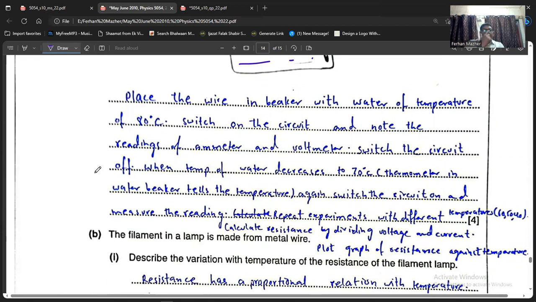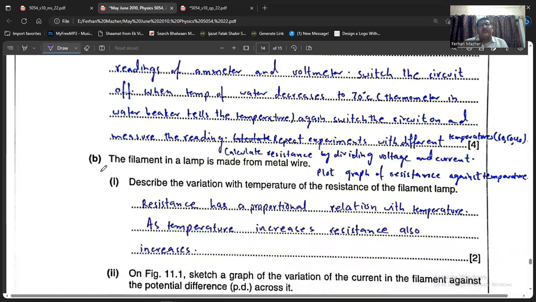Okay. So place the wire in the beaker with hot water at a temperature of 80 degrees. Switch on the circuit and note the readings of the ammeter and voltmeter. Switch the circuit off when the temperature of the water decreases to 70 degrees. The thermometer in the water beaker tells the temperature. Again, switch the circuit on and measure the reading. Calculate the resistance. Now repeat the experiment with different temperatures, for example, 60, 50, or 40. Calculate the resistance by dividing the voltage by the current. Plot a graph of the resistance against temperature.